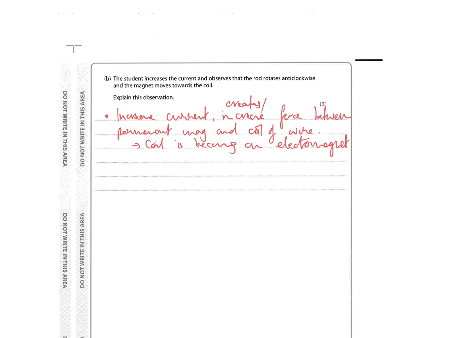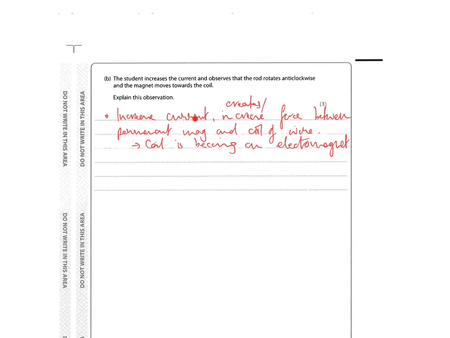The bit that I think is quite interesting here is that it says the student increases the current and observes that the rod rotates anti-clockwise, and the magnet moves towards the coil. Okay, sorry, I was thinking it was going to reference a Newton's third law thing. No, so we've got all that we need here.